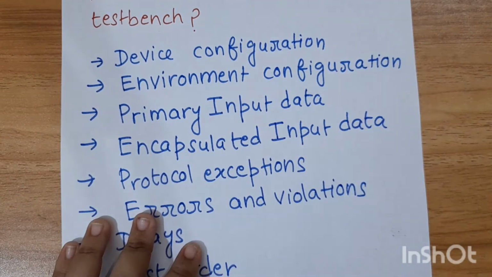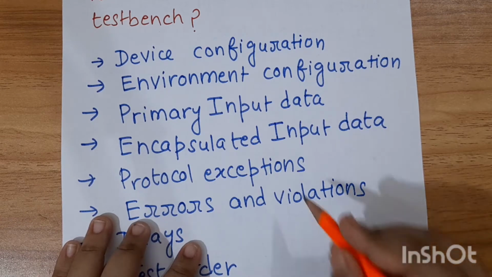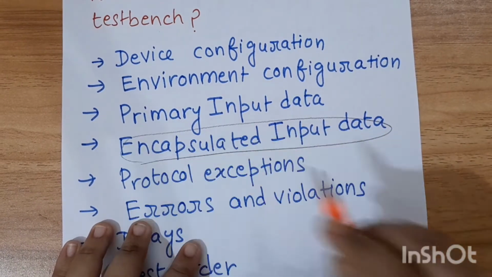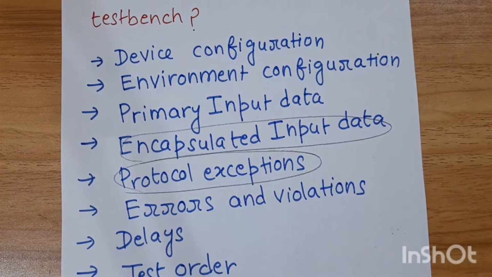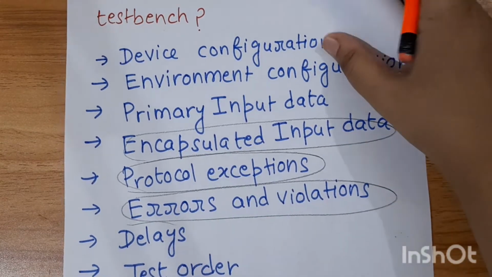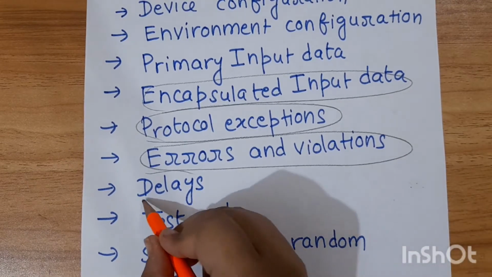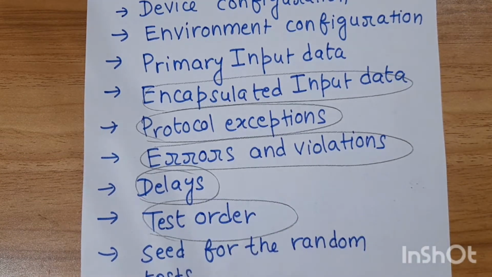Encapsulation is the concept of OOPS, where data hiding takes place. Not only the data hiding, data regrouping takes place, grouping of the data. Related attributes with a related method in the class are put together, that is called encapsulation. So encapsulated input data is also randomized. We will do the randomization for protocol exceptions. We will do randomization for errors and violations. We will do randomization of the delays. We will do randomization of the test order also.